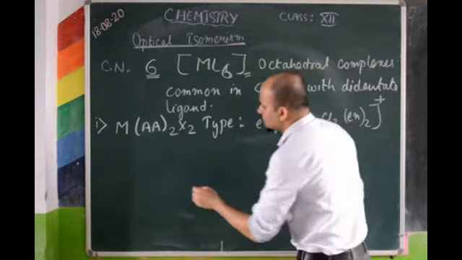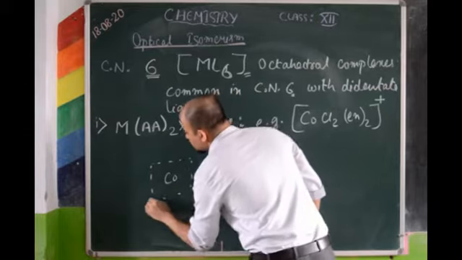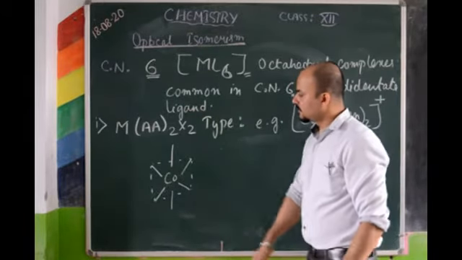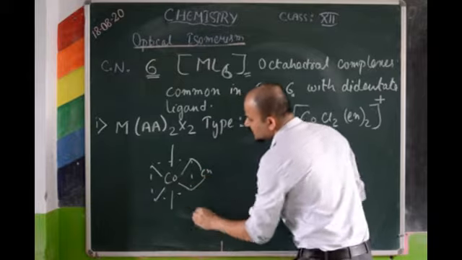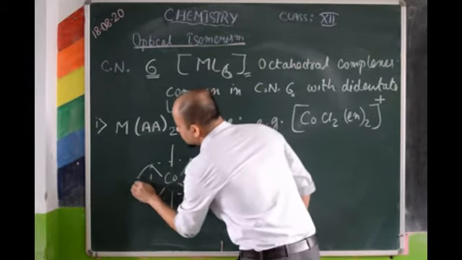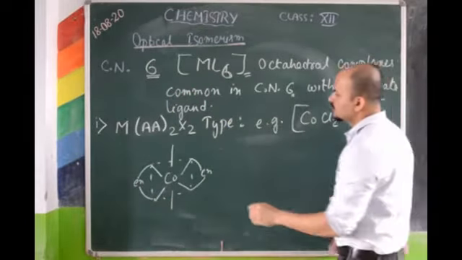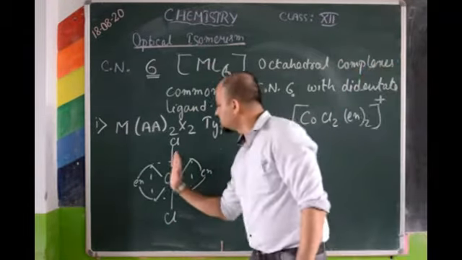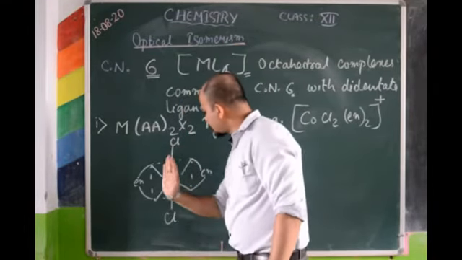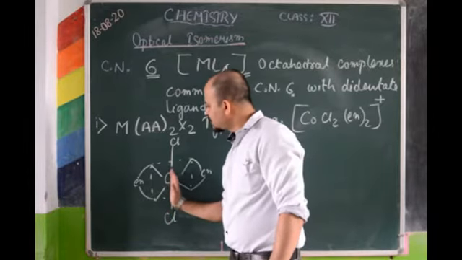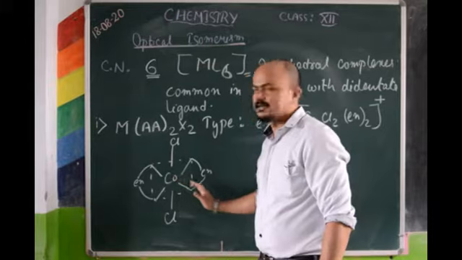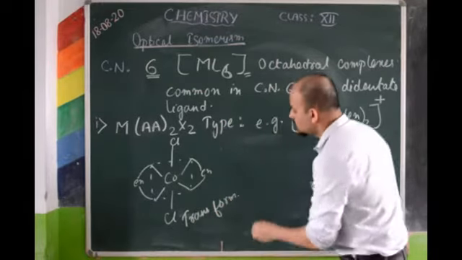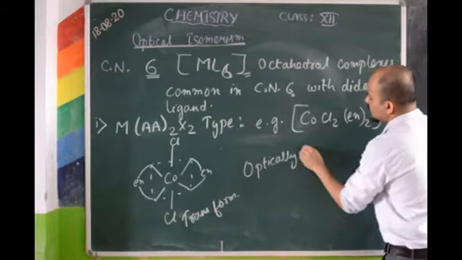So first let me draw the structure of the trans form. Cobalt we have, and here we have 4 ligands at 4 corners, one above the plane, the other one below the plane. In this complex we have en, which means ethylene diamine. And here we have Cl, one Cl above the plane, another one below the plane. This is the trans form. It has a plane of symmetry. If you pass a plane exactly through this Cl and this Cl, it divides the molecule into exactly 2 equal halves. Because of this reason, they are optically inactive.